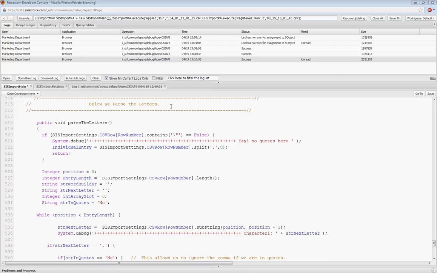I promised you that we would look at the parse the letters routine. Now, parse the letters is incredibly CPU intensive. It takes a lot of time to do it, and I was running out of resources in Salesforce pretty quickly. So what I did was I just said here, the basic problem is the quote.